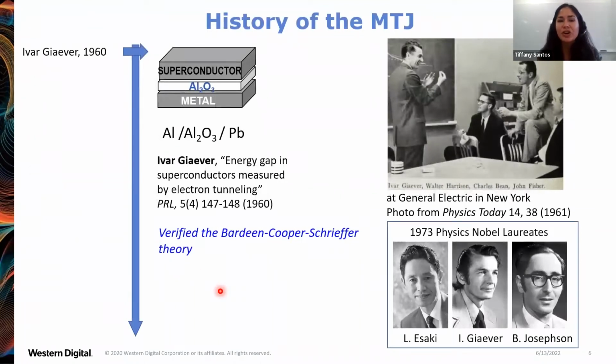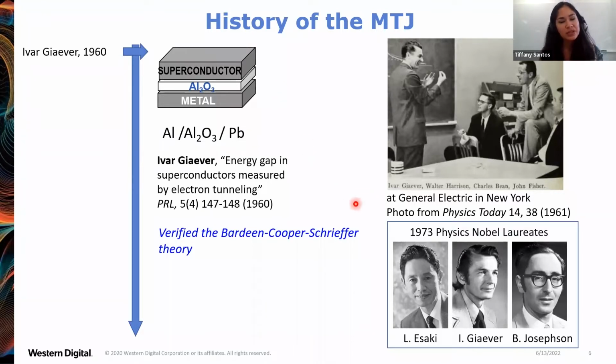So a great place to start describing the history of the magnetic tunnel junction is with Ivar Giaever. He was trained as a mechanical engineer and he was working at General Electric in New York in the late 1950s. And he wanted to study conductance between metals. So his idea for his experiment was to start with an aluminum electrode and then use its natural oxide at the surface, aluminum oxide, as a tunnel barrier, and he put a superconducting lead counter electrode to make this tri-layer tunnel junction.